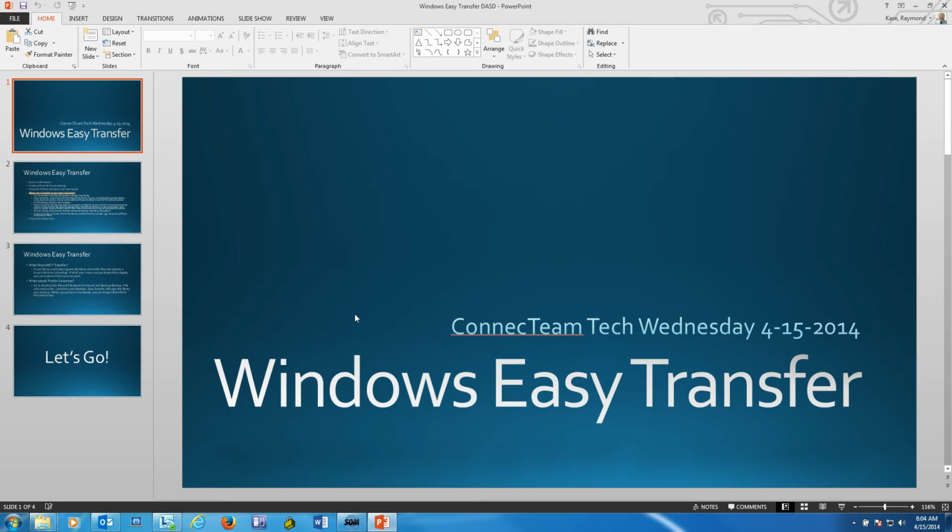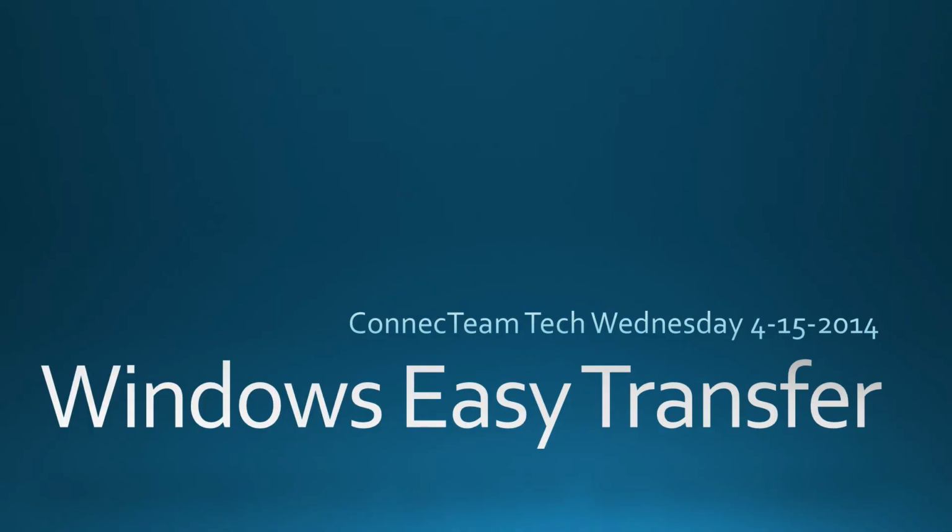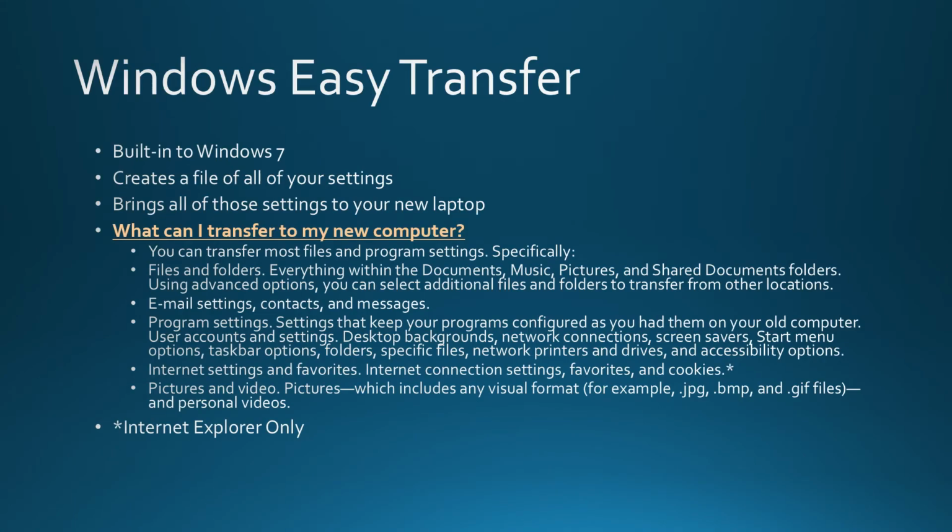Windows Easy Transfer allows you to back up your computer without having to go select files and folders individually. It's built into Windows 7 and it creates one big file for all of your settings and brings all of those settings to your new laptop. So what can you transfer?